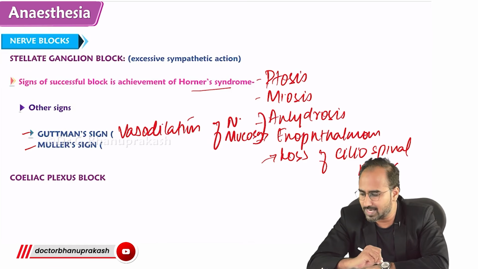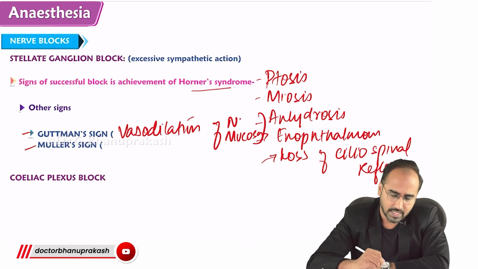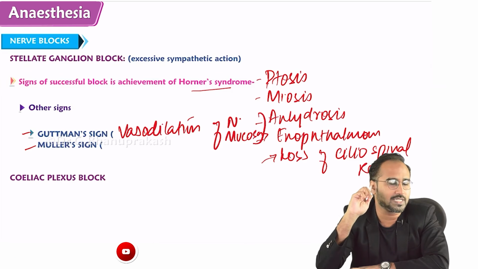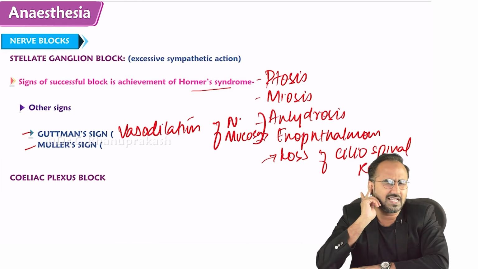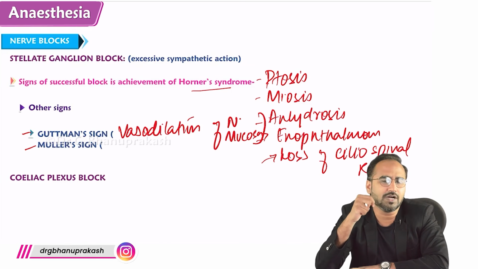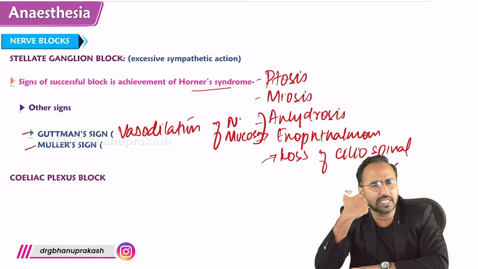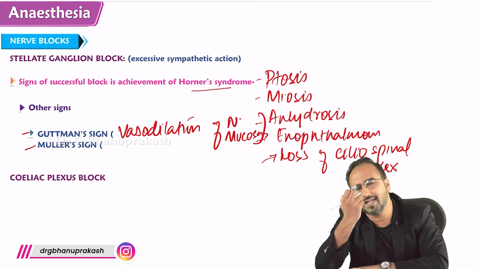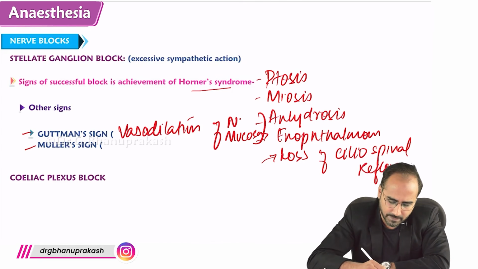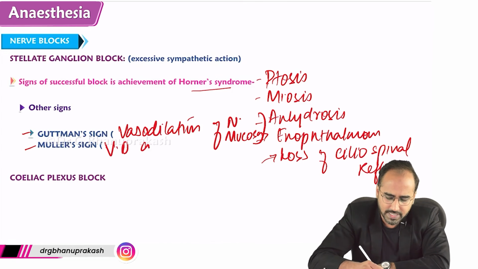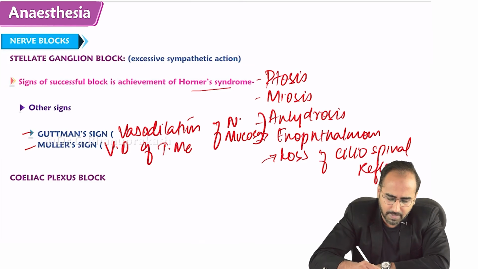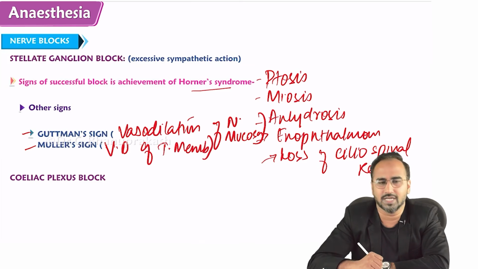Nasal mucosa vasodilation is called Gutman's sign. Then there is Muller's sign. In Muller's sign, the patient will tell the doctor, I am not able to hear from my ear. Why? Because if you examine his ear with an otoscope, you will see dilated blood vessels on the tympanic membrane. So basically, vasodilation of the tympanic membrane is called Muller's sign.